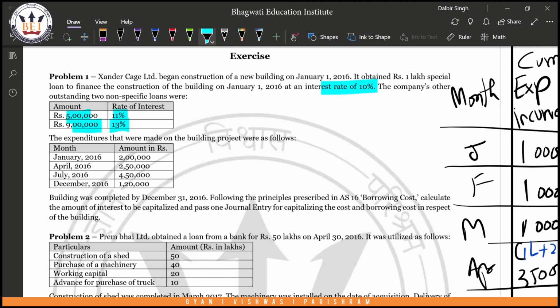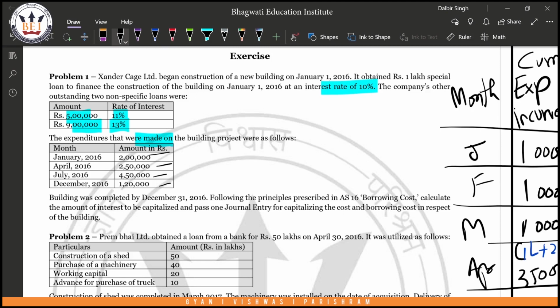The expenditures that were incurred on the building were 2 lakhs, 2 lakh 50, 4 lakh 50 and 1 lakh 20. Now they've given you the months in which they incurred the expenditure. The building was completed by December 31, 2016. Following the principles prescribed in AS 16 borrowing cost, calculate the amount of interest to be capitalized and pass one journal entry for capitalizing the cost and the borrowing cost in respect of the building.